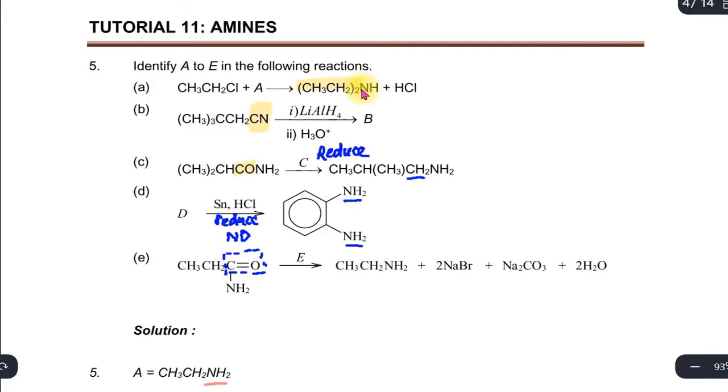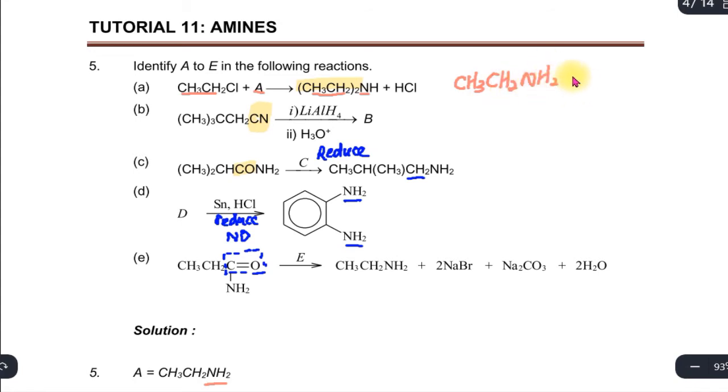Okay, so now let's check what compound A is. Compound A is a reagent. As we know, this must come from an amine compound. Initially there is only one ethyl group, and now you check the product, there are two ethyl groups, meaning that compound A is an amine compound with an ethyl group. So I can deduce the structure should be like this: CH3, CH2, and then NH2.